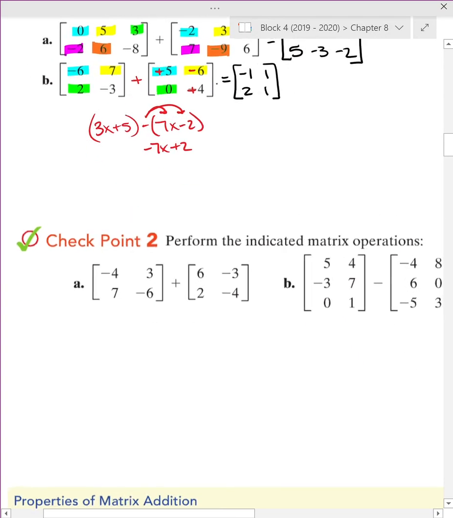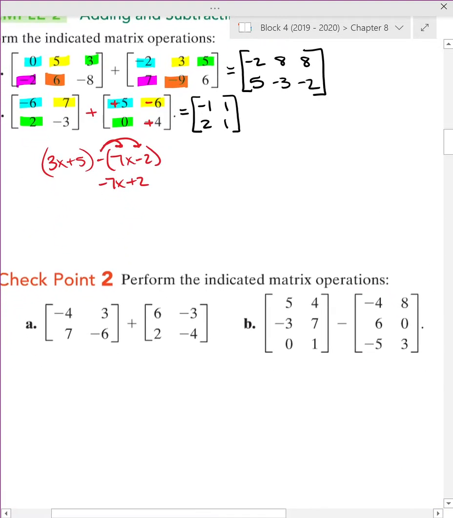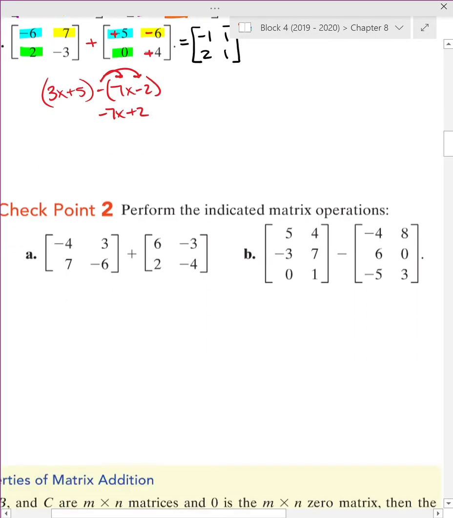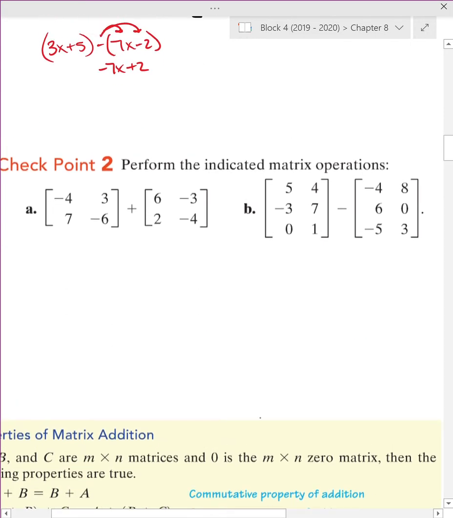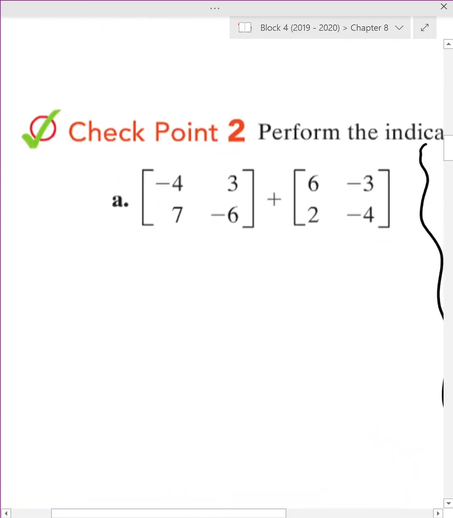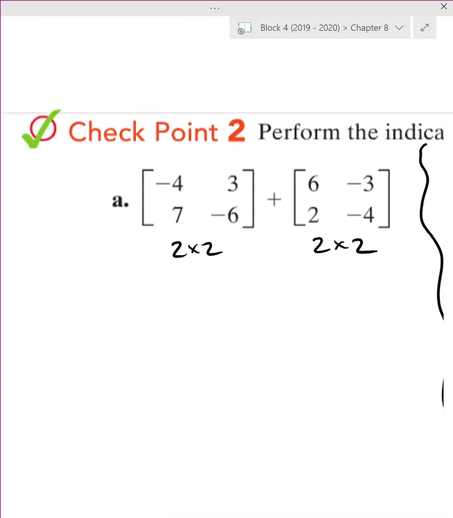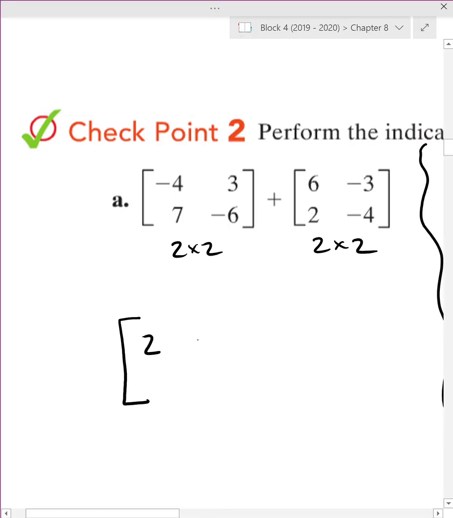Try checkpoint 2 on your own and see how it goes. Alright. Remember, pause if I'm going too fast. Alright, but for now, so we got a 2 by 2 and another 2 by 2, so I can add them. I'm going to add everything that falls in corresponding spots. So -4 plus 6 is 2. 3 plus -3 is 0. 7 plus 2 is 9. -6 plus -4 is -10.